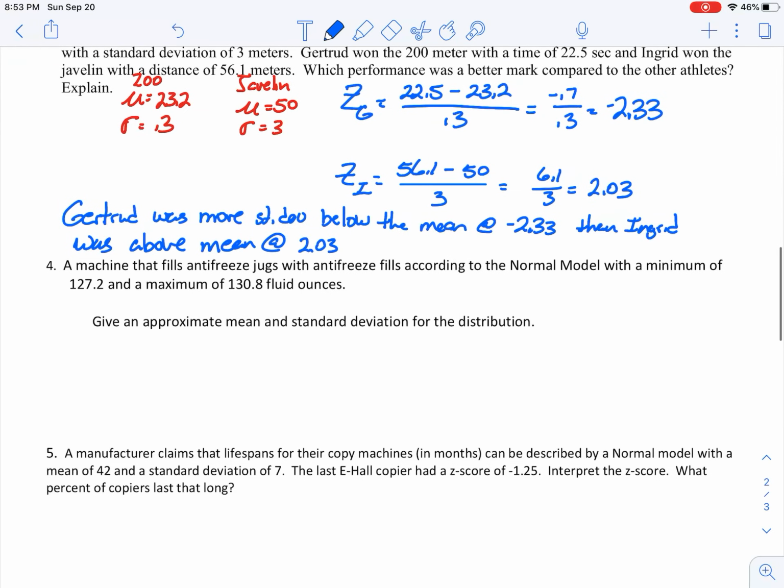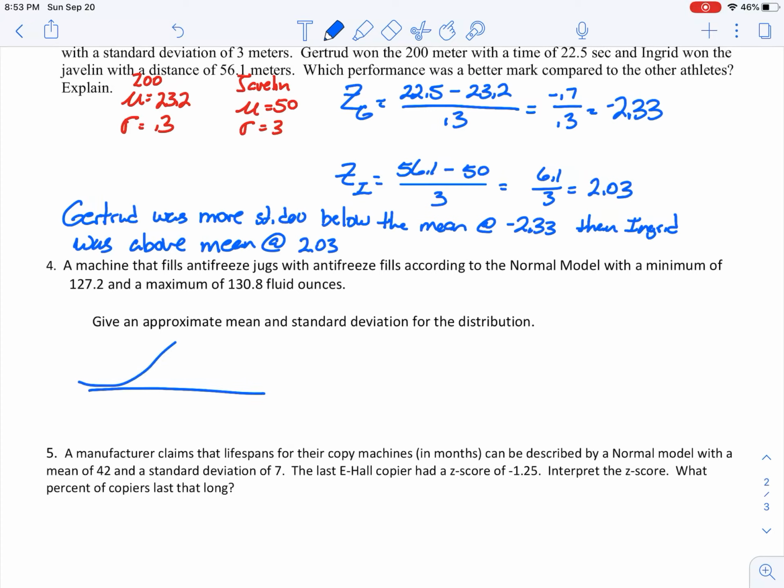But again, that's why we use these standardized scores, so that we can compare two things on two different axes, okay? A machine that fills antifreeze jugs with antifreeze fills according to a normal model. It has a minimum of 127.2 fluid ounces and a maximum of 130.8 fluid ounces. Give an appropriate mean and standard deviation for the distribution.